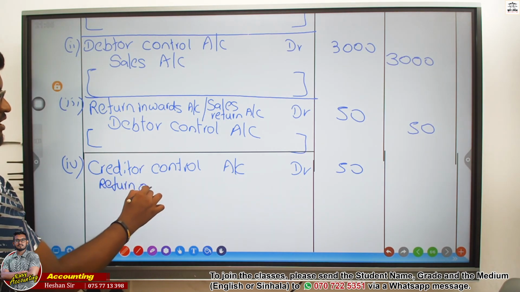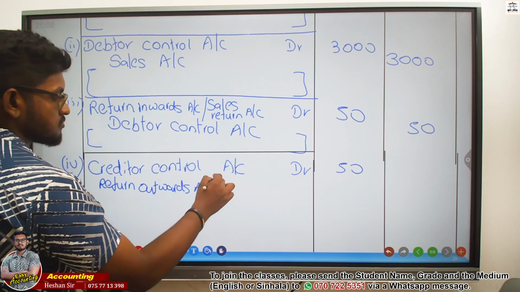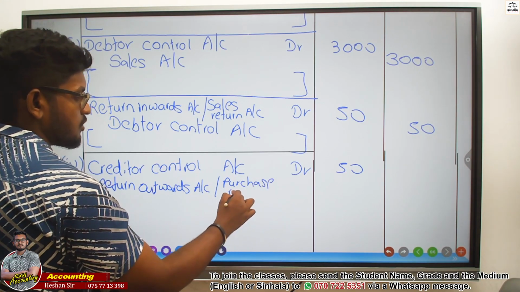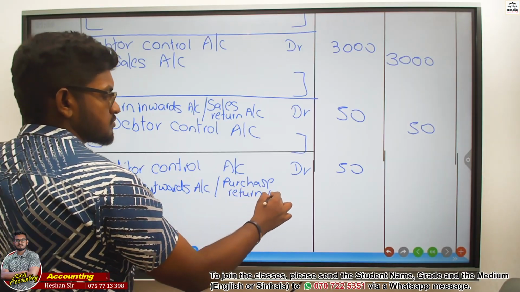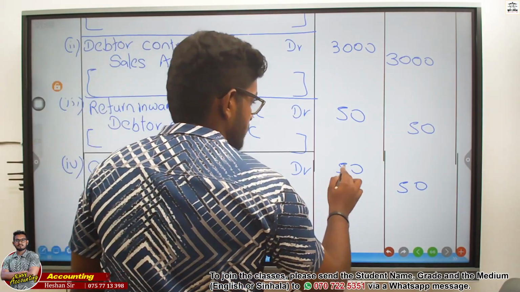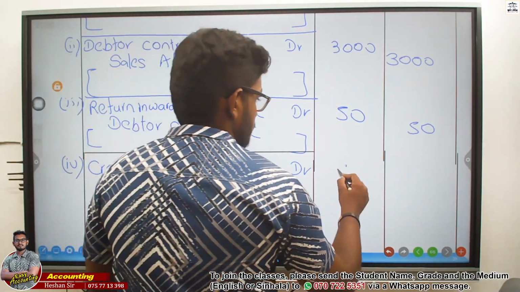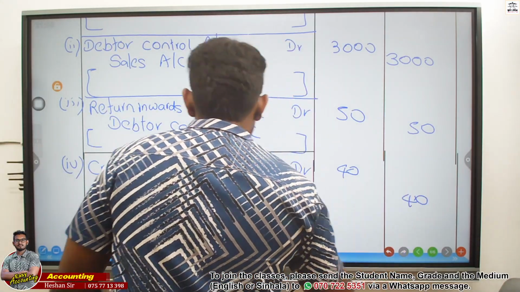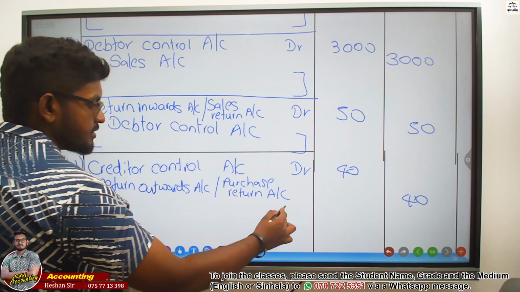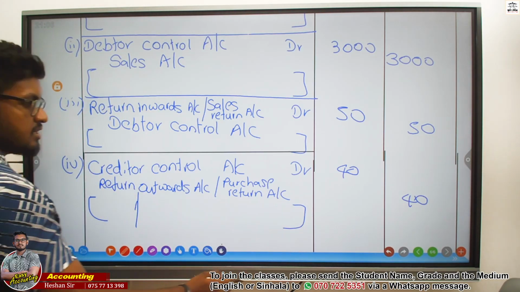Return outwards account, purchase return account, credit 50. Not 50, it should be... right? Write the narration: recorded the total of the return outwards journal.